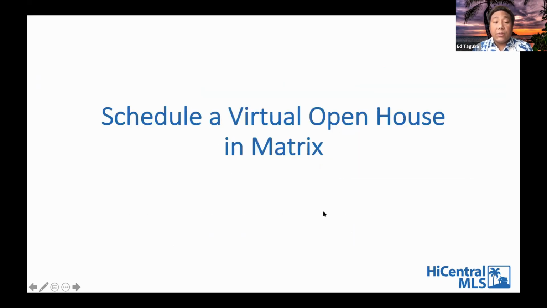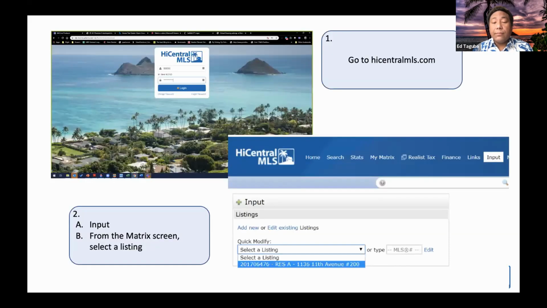Now we're getting into scheduling virtual open houses in Matrix. We turned on that feature. If you've been scheduling, you'll notice a section there to put in the URL for your open. And again, if you have any questions, feel free to ask that in the bottom.